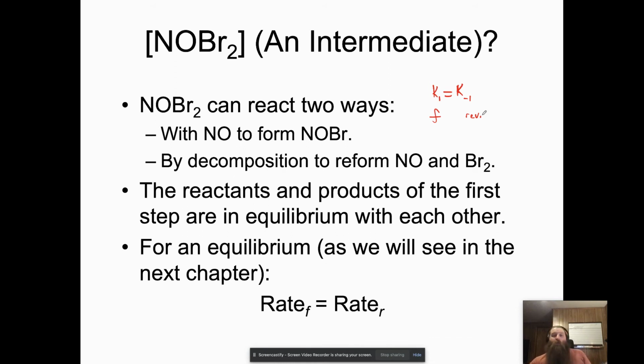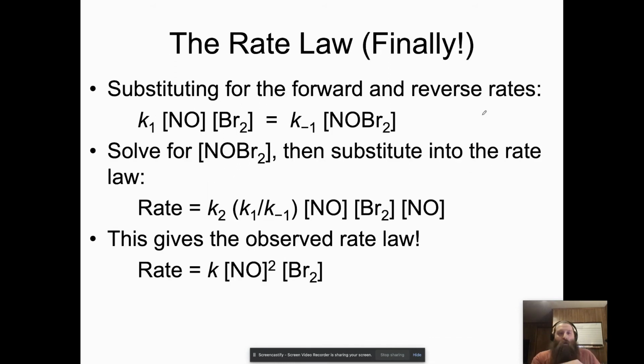And since I'm telling you that we can do that, let's do it. k1, the forward k, times the concentration of NO times the concentration of Br2 is equal to the rate constant of the reverse reaction times the concentration of NOBr2. And we can solve this for NOBr2's concentration. So we did that. I just moved it around, and I get the rate is equal to k2, and you can read the rest. I'm not going to read it to you. When we solve that out and simplify it, we actually get the observed rate law, the rate law that we were given in the very beginning.